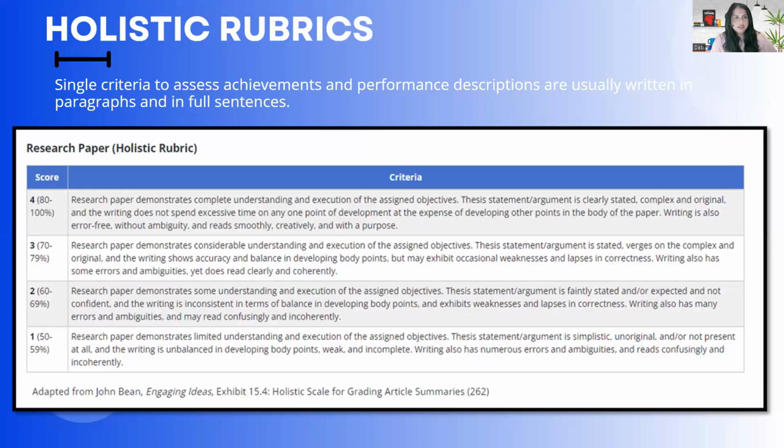Holistic rubrics, again, are the other type of rubric. This is a single criterion to assess achievement, and they're usually written in paragraphs or full sentences. As you can see, the score is on the left side, and there are some criteria for a research paper.